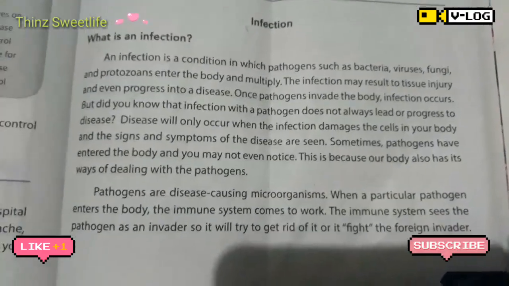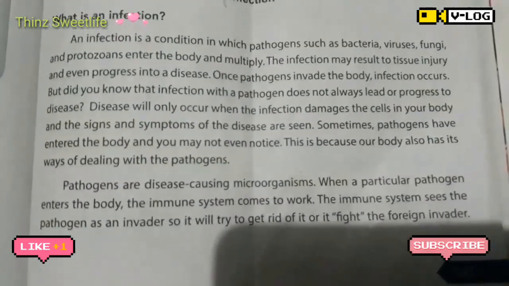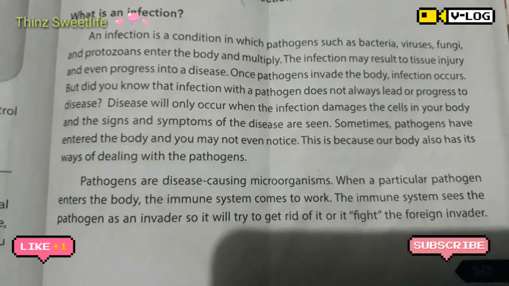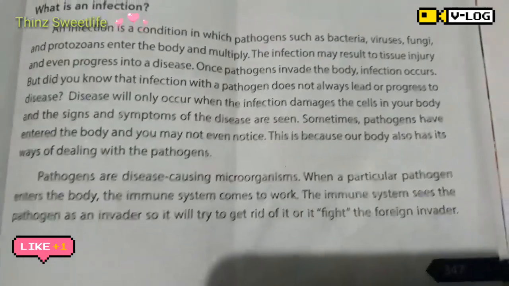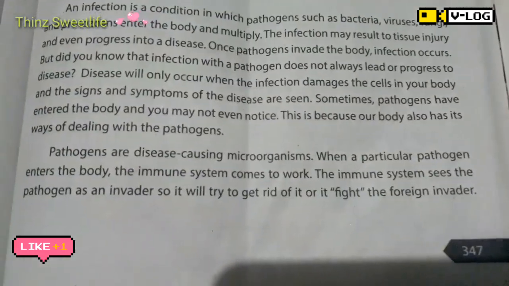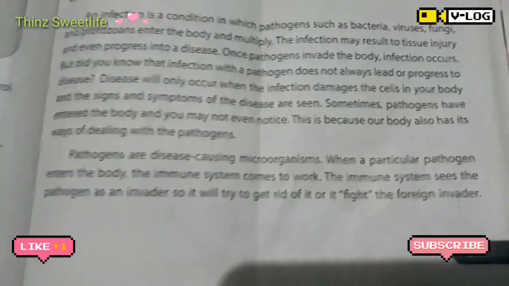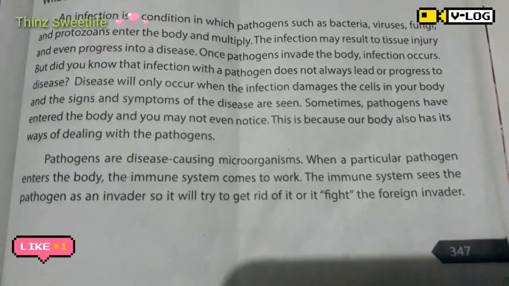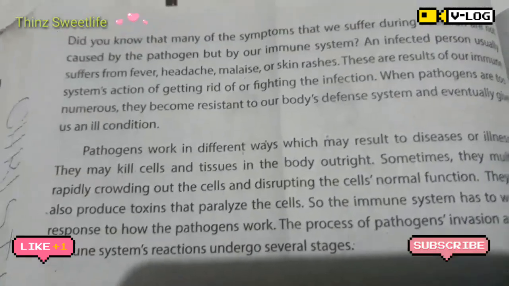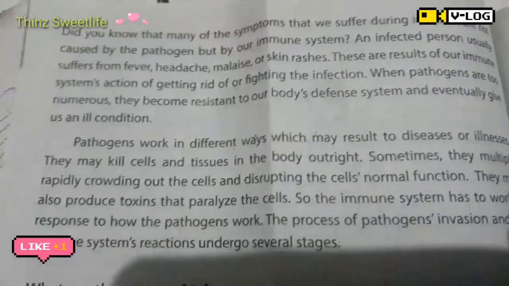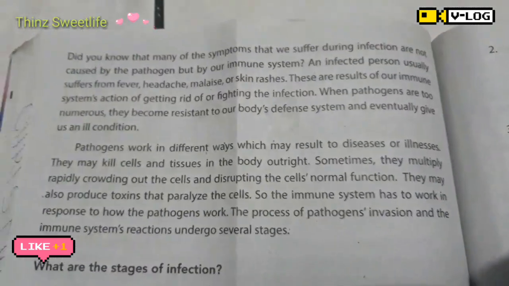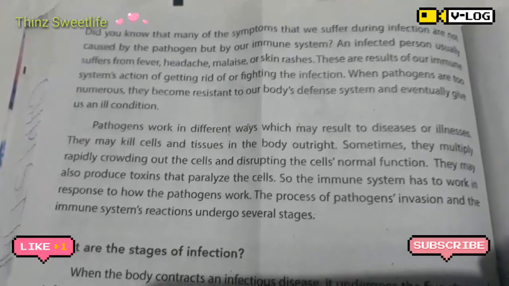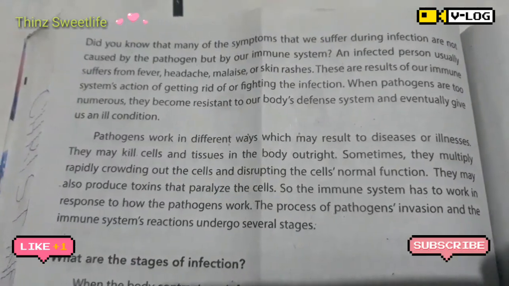Pathogens are disease-causing microorganisms. When a particular pathogen enters the body, the immune system comes to work. The immune system sees the pathogen as an invader, so it will try to get rid of it or fight the foreign invader. Pathogens work in different ways which may result in diseases or illnesses. They may kill cells and tissues in the body outright.